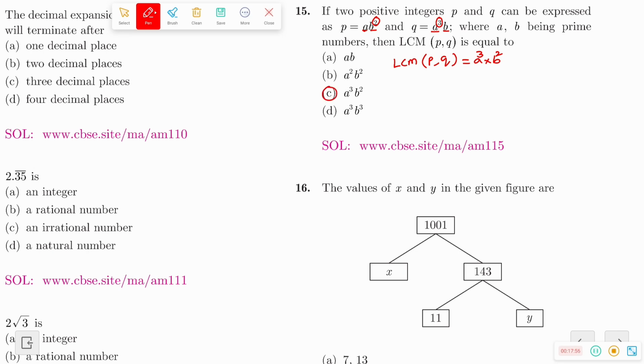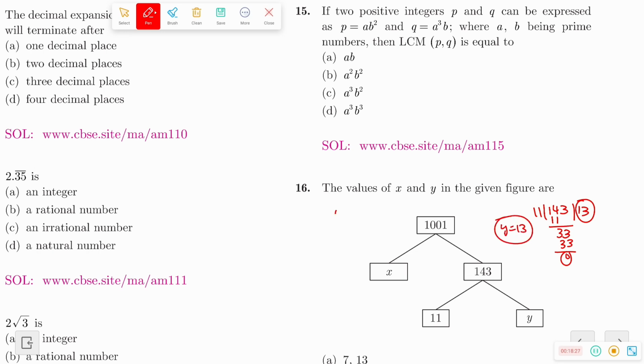Question number 16, it is a tree diagram. We have to find out the values of x and y. So let's find out y. When you want y, we have to divide 143 by 11. When we divide 143 by 11, we get 11 ones 11, 11 3 is 33. So the answer is 13. So y is equal to 13.